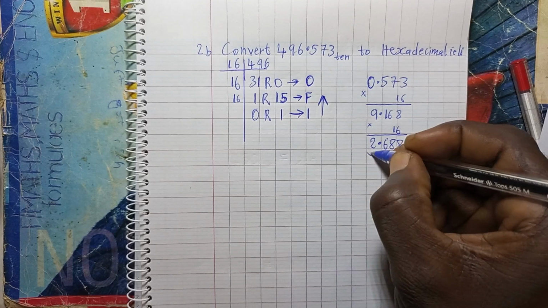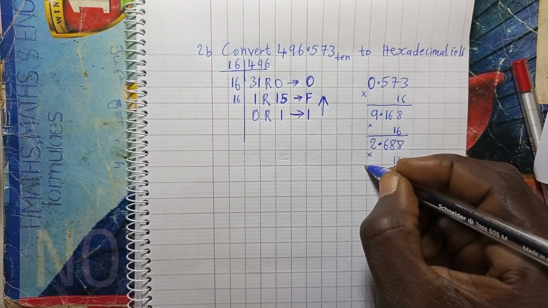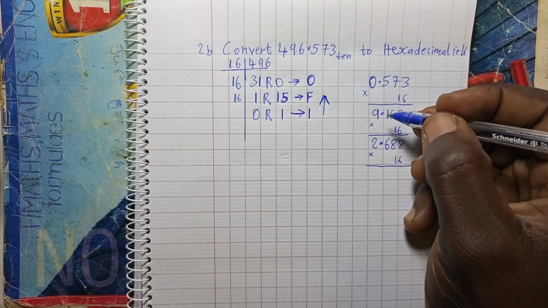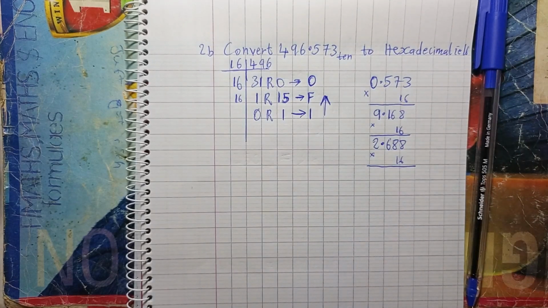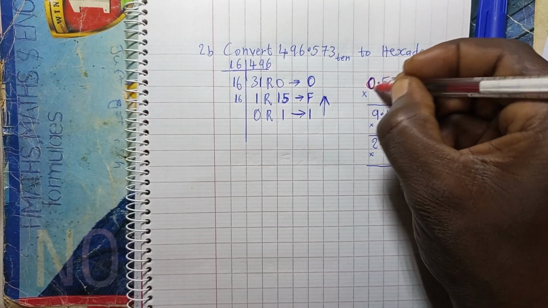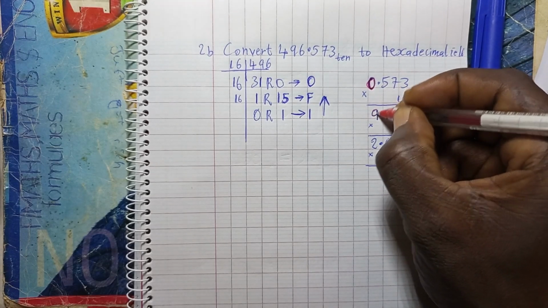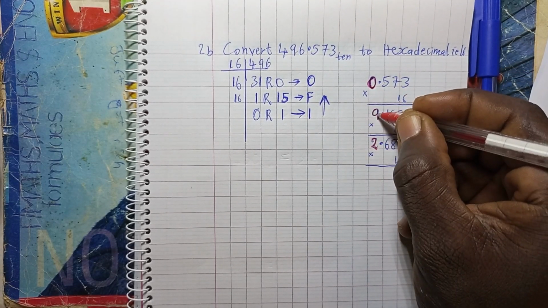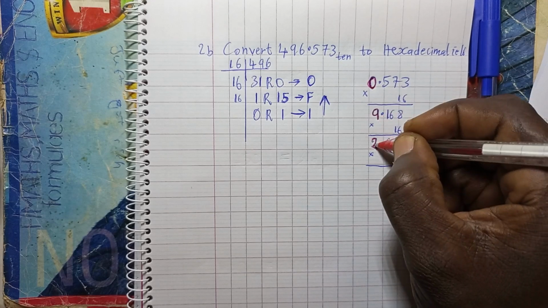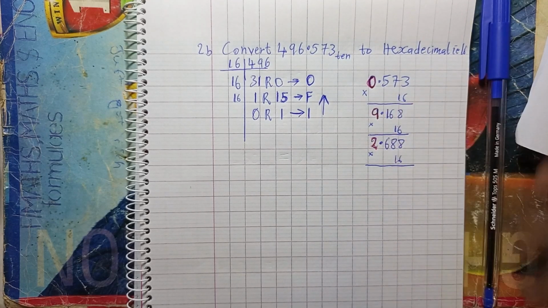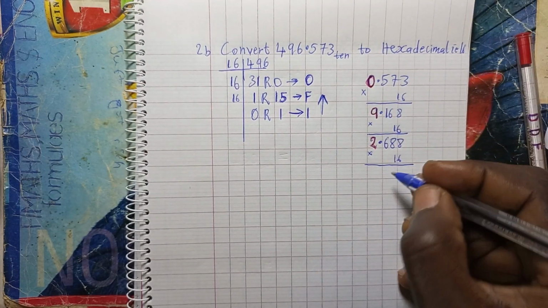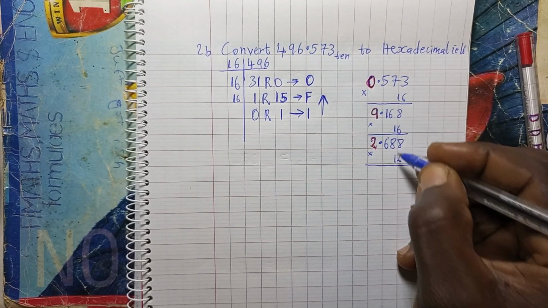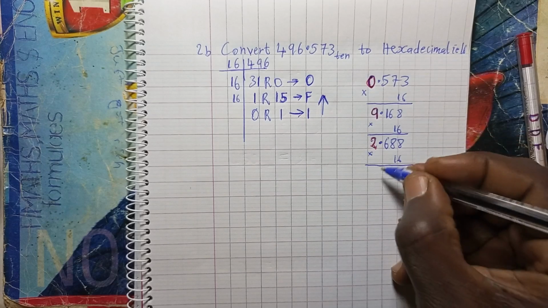2.688 times 16. Remember, these are the values I needed here. These are the numbers I'm working for. Now from here we must have up to 4 values. So 16 times 0.688 will give us 11.008.